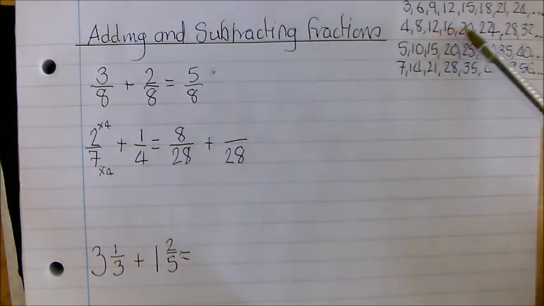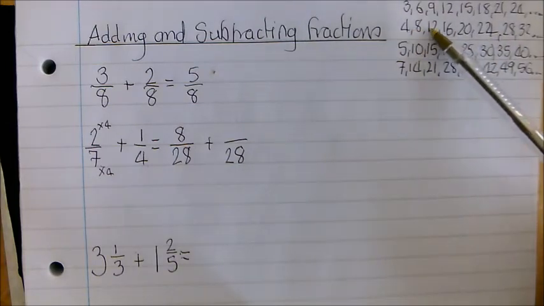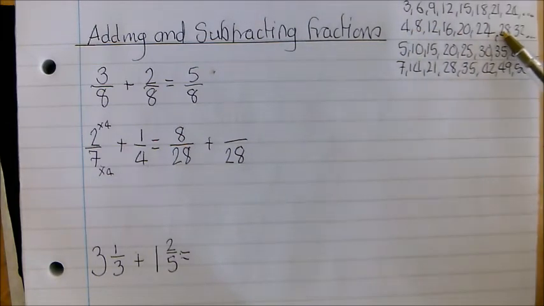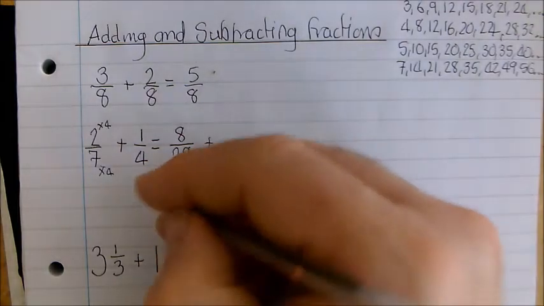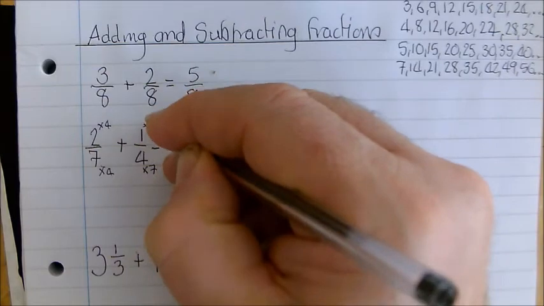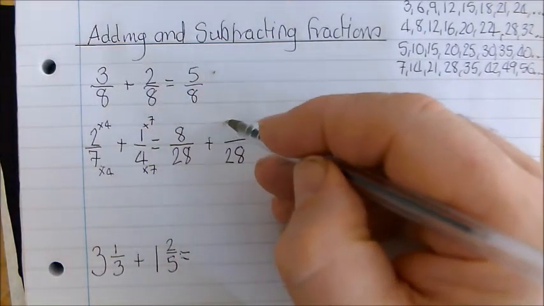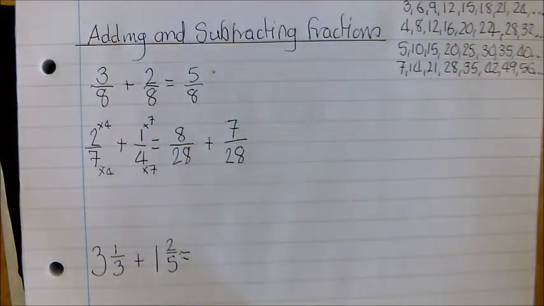You look through your 4 times table to find 28. It's the 2nd, 3rd, 4th, 5th, 6th, 7th multiple of 4, so we times by 7 to get 28. Both the top and bottom numbers, the numerator and denominator, and that gives us 7 there.